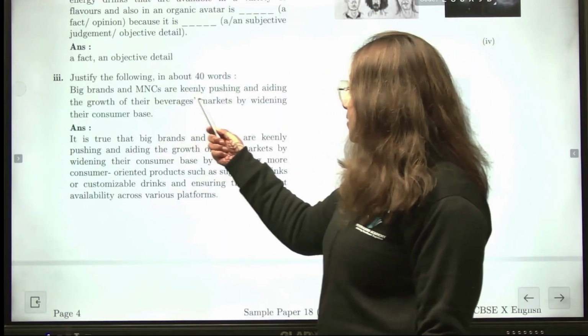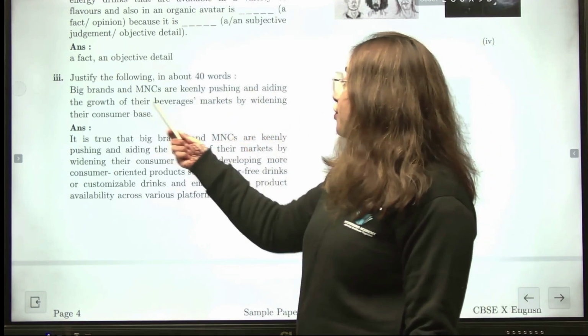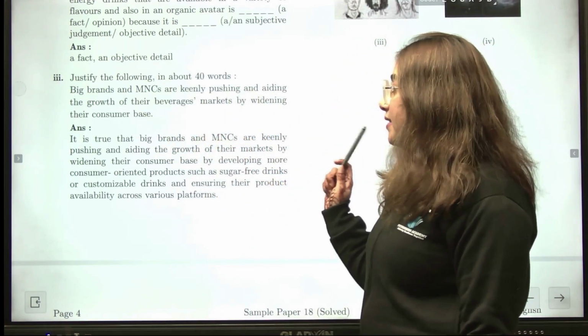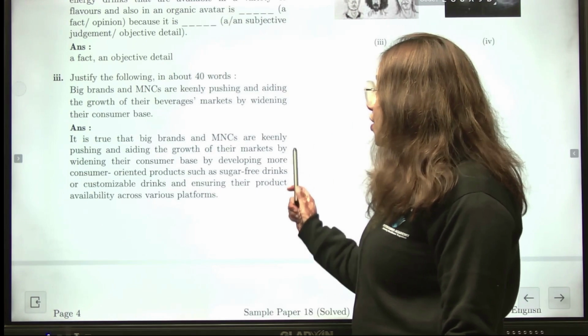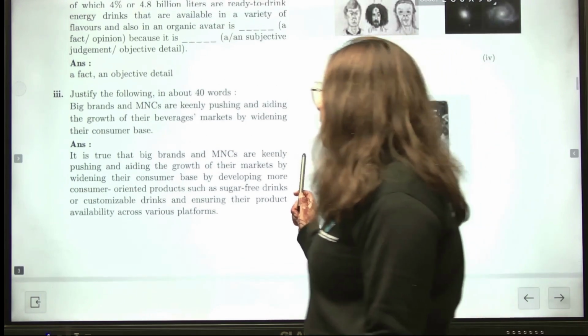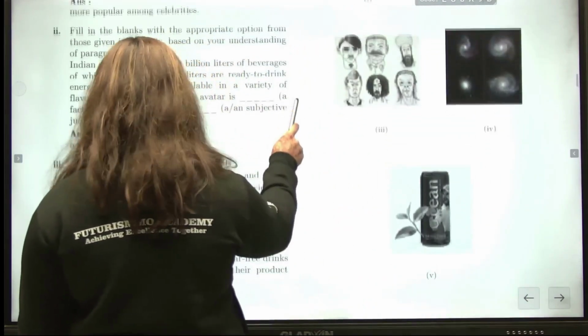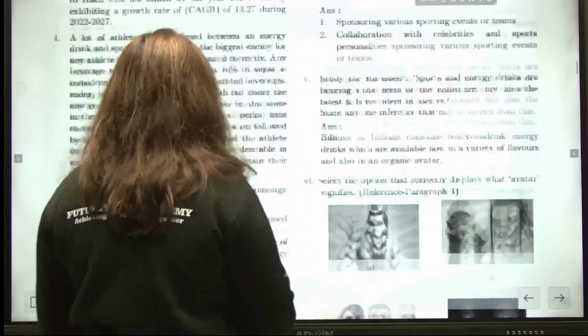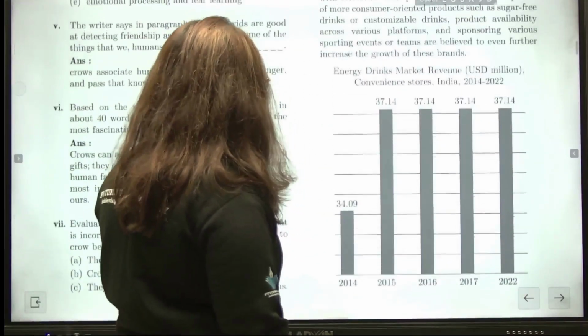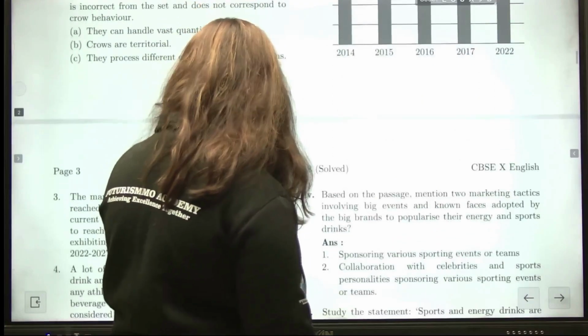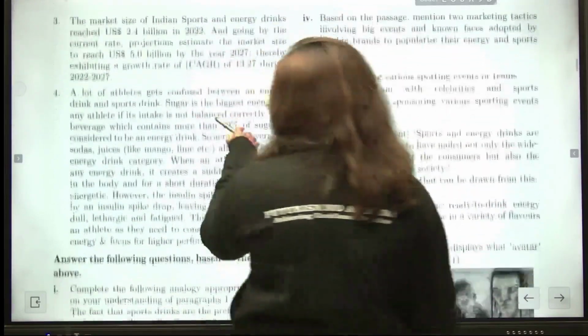Justify the following in about 40 words: Big brands and MNCs are keenly pushing and aiding the growth of their beverage market by widening their consumer base. So yes, let's read this. Big brands and MNCs are keenly pushing and aiding the growth of their beverage markets. All right, ये हमने यहाँ तक पढ़ लिया. MNCs के बारे में अब पढ़ेंगे हम यहाँ से.